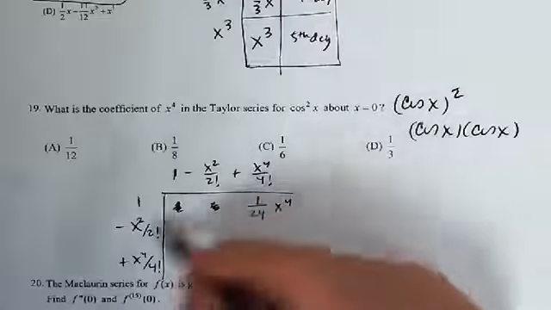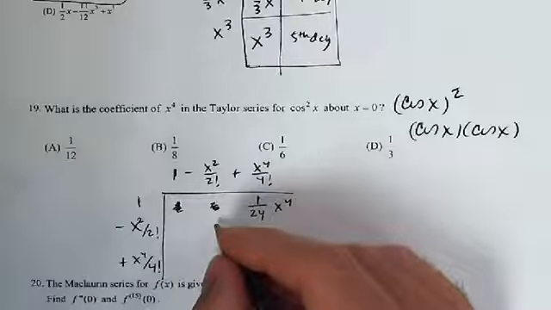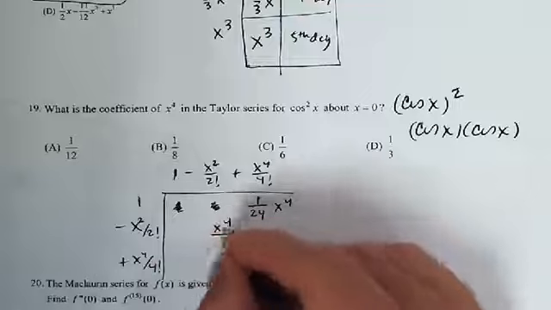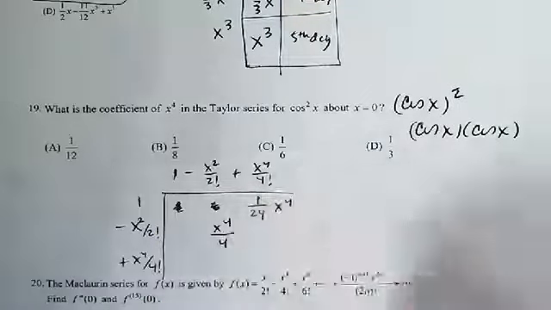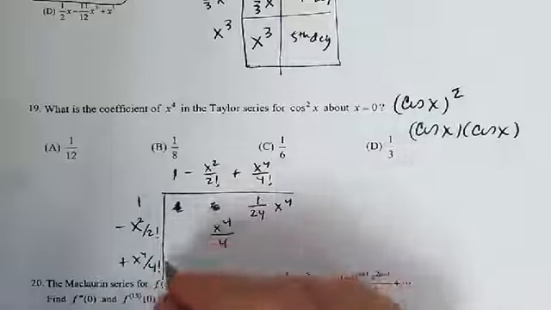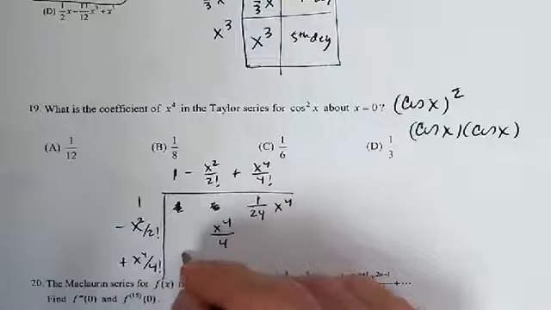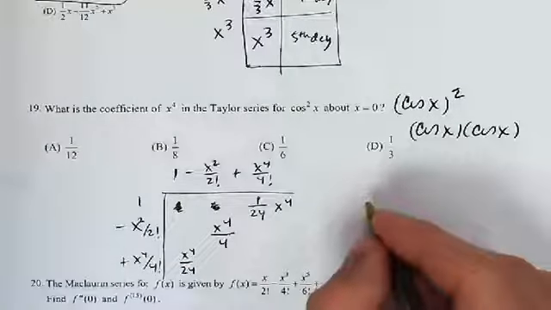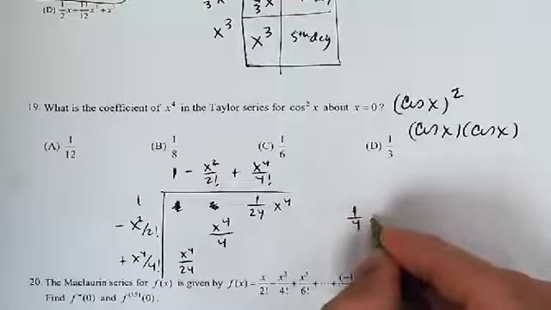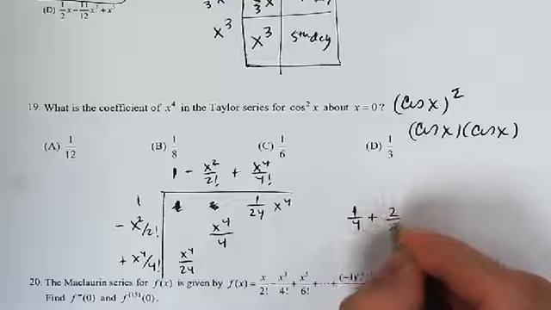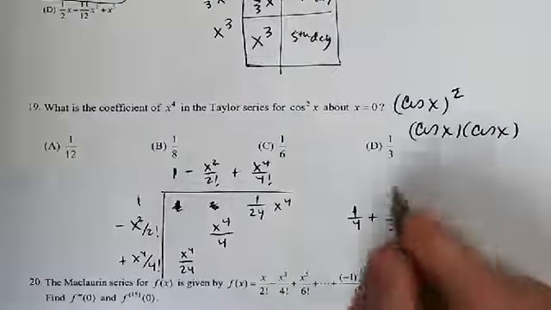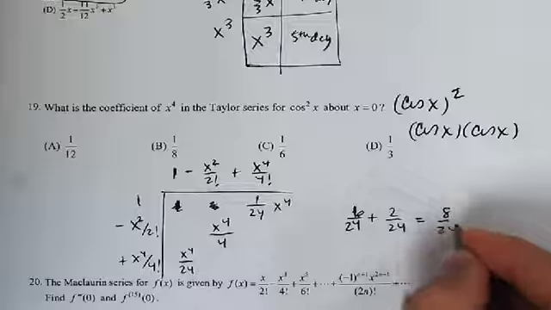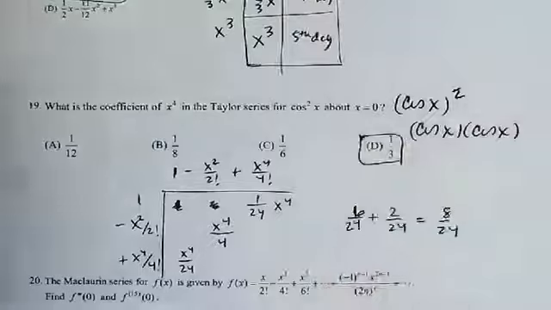Where else would I get a 4? If I added 2 to 2, it would be right here. And so that's going to be negative times negative is positive. X to the 4 divided by 2 factorial times 2 factorial, 2 times 2 is 4. Okay. Then this one is going to be again, an x to the 4 divided by 4 factorial is 24. So I've got 1/4 plus 2 24ths, which is, well, 1/4 is 6 over 24, and 2 is 8 over 24, and that's where I'm going to include answer choice D.